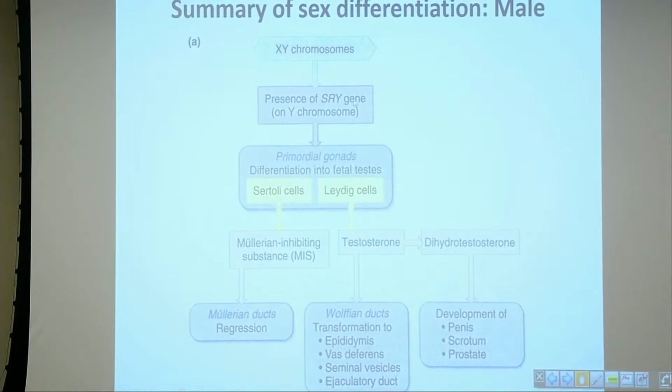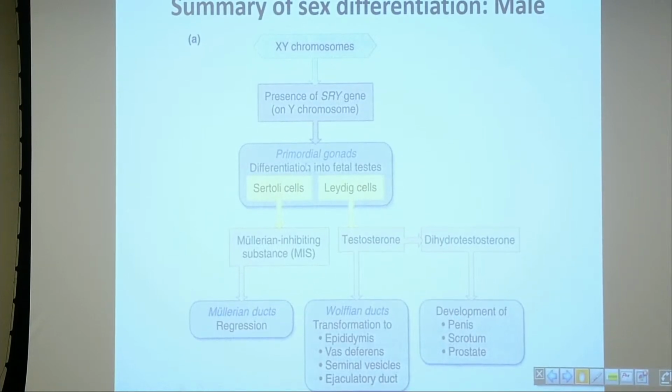So the presence of the SRY gene gives rise to the primordial gonad developing into a testis. And the testis has 2 supporting cells. One is the Sertoli cells, the other is the Leydig cells. The Sertoli cells are the ones which are producing the anti-Mullerian hormone, or the Mullerian inhibitory substance, which is responsible for the regression of the Mullerian duct. When the Mullerian duct is regressed, the female reproductive development will be blocked, and the male side will proceed.